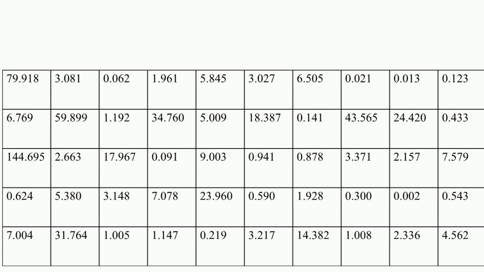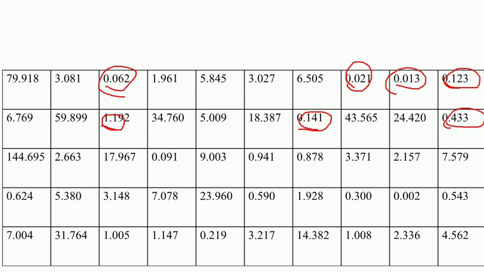The values which lie from 0 to 1.589. Let us count how many values there are here. The first value is 0.062, and the next values in this row are 0.021, 0.013 and 0.123. In the next row, 1.192, and here the next values are 0.141 and 0.433.